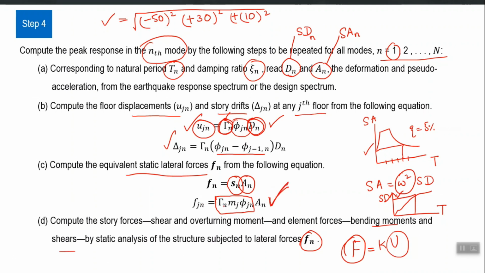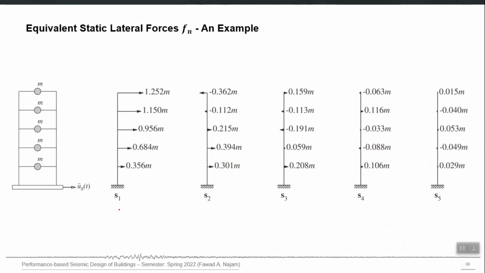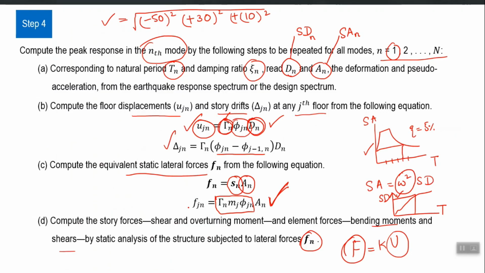So, S1 is gamma 1 times the mass matrix multiplied by the phi 1 vector. Individual force obviously will be written as a scalar quantity. Fjn is the force at any jth floor, but if you want to write the whole vector, the whole pattern, it is the bold F n.